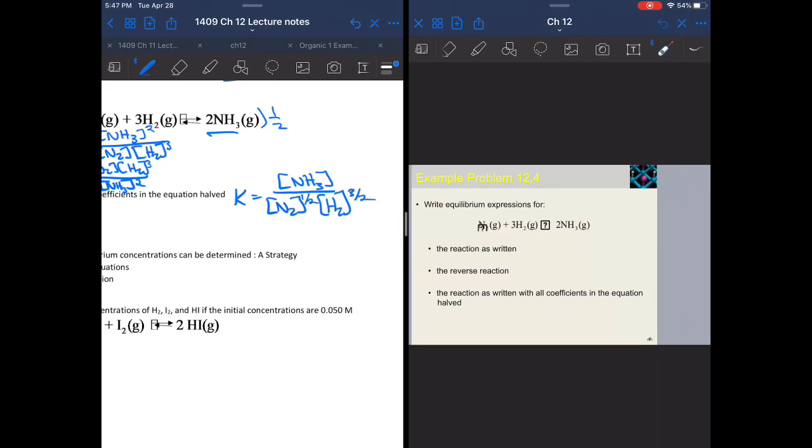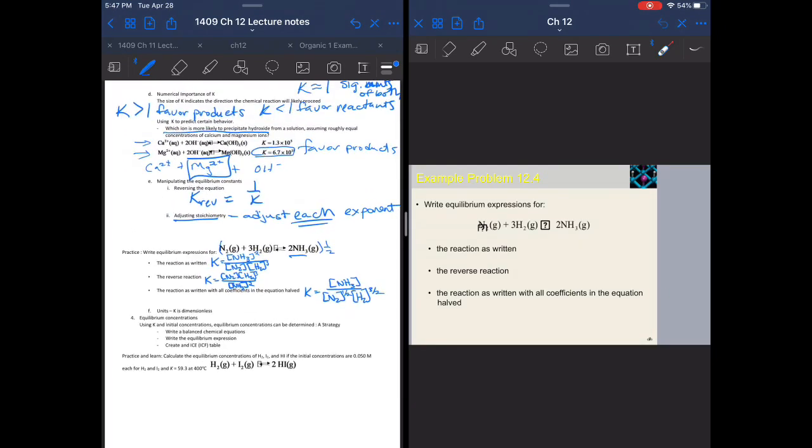You just want to make sure that however you manipulate that reaction, you reflect that in the equilibrium expression. The equilibrium expression will be different if you flip it around or you change the stoichiometry. It is sensitive to those manipulations.